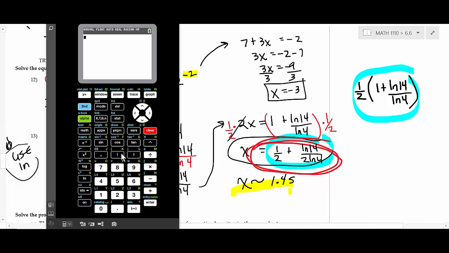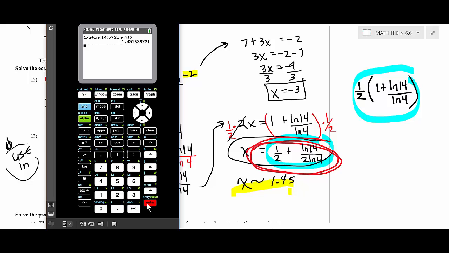I want to do this one because I want to show you what students do wrong all the time. So you could just put in a half, or you could even put in 0.5. Then it would be plus ln of 14, close parentheses. Then you've got to divide by parentheses 2 ln 4. So it's got to go in like that. And if you don't put parentheses around that 2 ln 4, it isn't computing it correctly. That denominator has to be in its own grouping symbol.